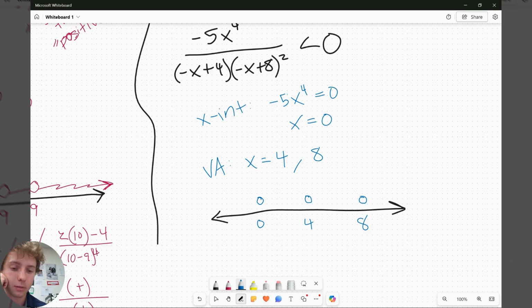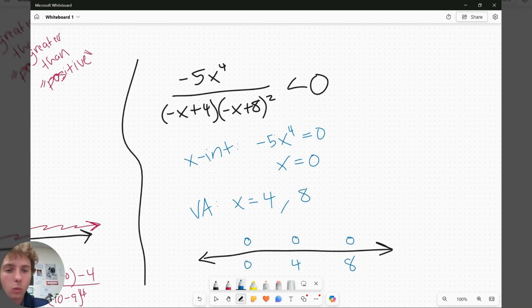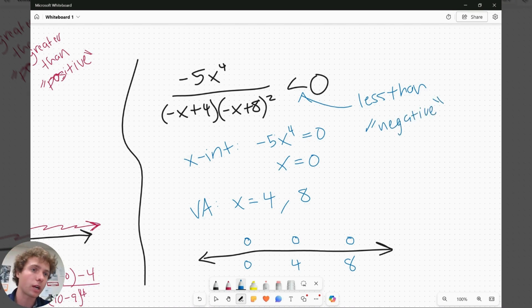X-intercepts can be different. We now need to know, okay, where is our function positive versus negative? And what we want in this case is to be less than 0. That means I need to be negative. Let's find the values in which our function is negative.